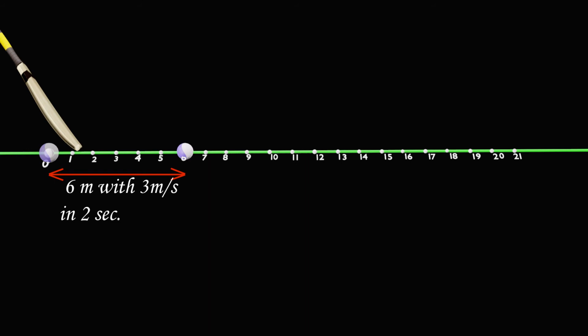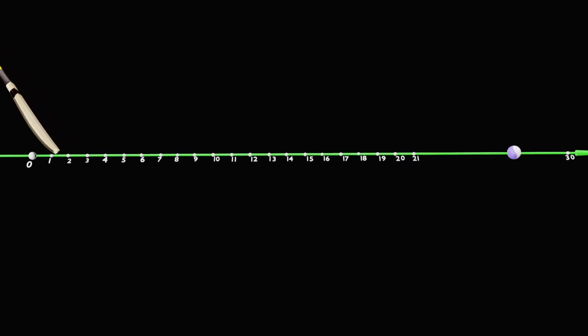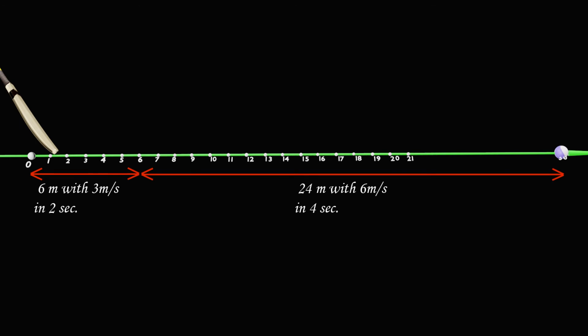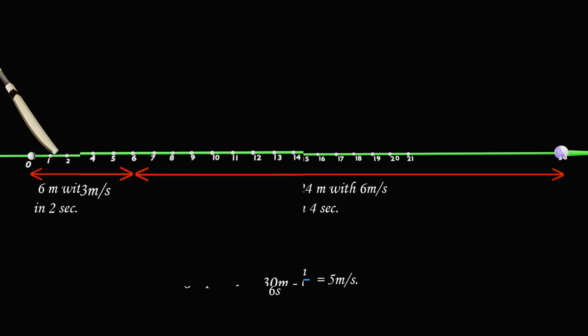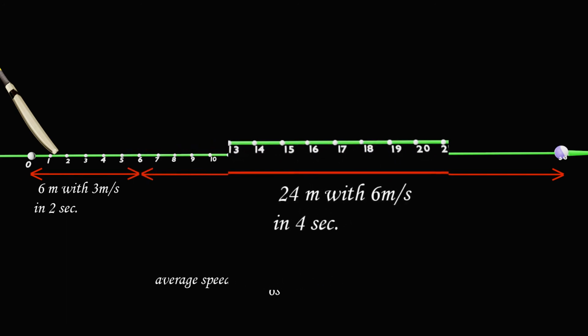Similarly, for the next 4 seconds, it travels a total distance of 6 into 4, that is 24 meters. So, its final position becomes 30 meters from origin. Thus, its average speed is given as 30 minus 0 divided by 6, which is equal to 5 meters per second. But the speed of this ball is different at different times, which is 3 meters per second till 2 seconds. After that, it is 6 meters per second.